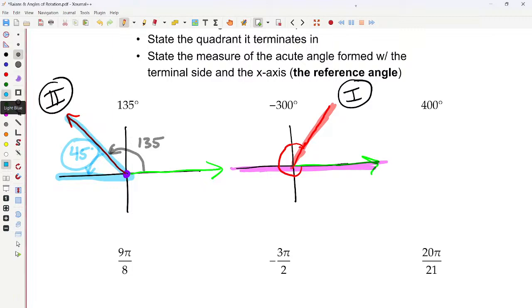So how did we figure out what that was? We can do 90 minus the 30. Oh, okay, yeah. So we figured out that this was 90 clockwise, 180 clockwise, 270 clockwise. We knew we had to go 30 more clockwise. So 30, and that's going to be 60.